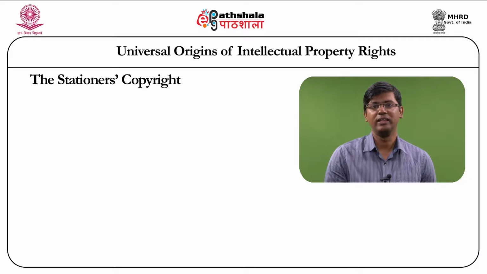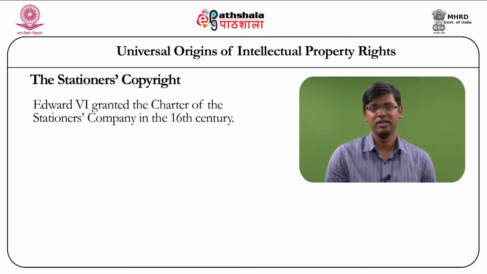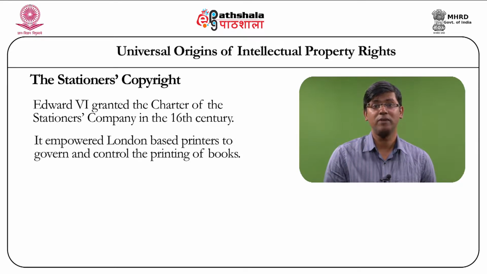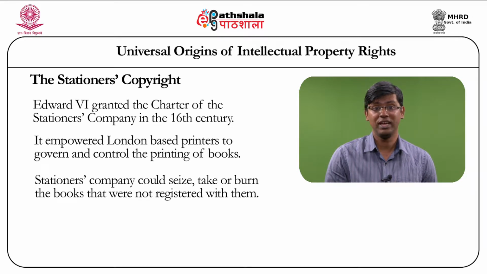Then in the 16th century, there was a brainwave wherein Edward VI granted what is called the Charter of Stationers' Company. The charter basically allowed mostly the London-based printers the power to govern and control the printing of books. Instead of the royalty or the church getting involved directly in the process of censoring books, you had the Stationers' Company controlling what gets published and what gets distributed.